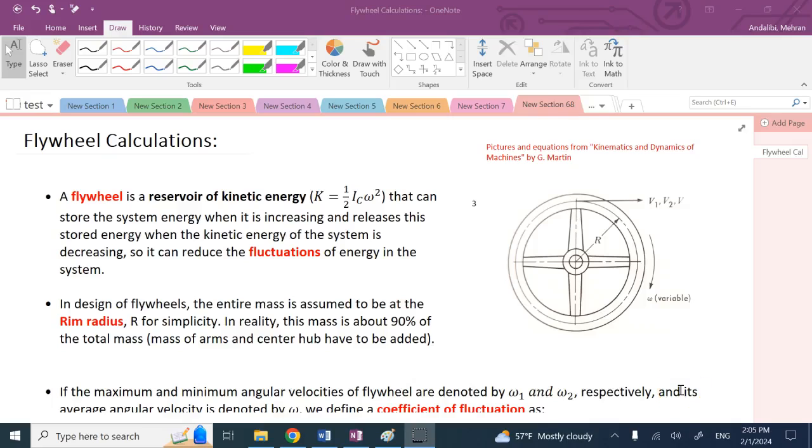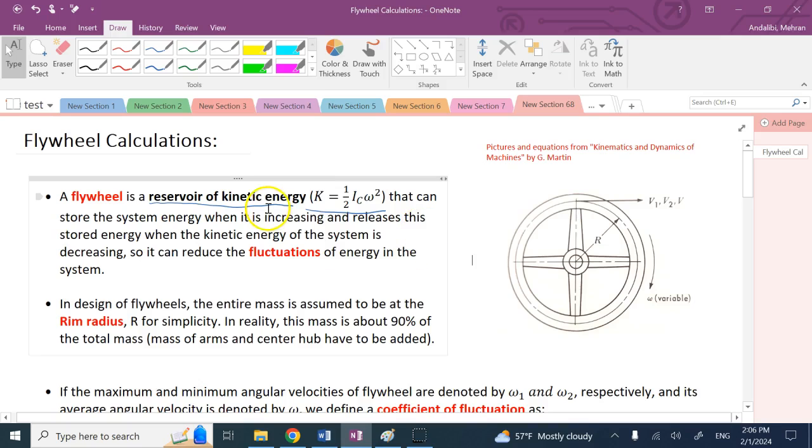Hello everyone. In this video we're going to talk about flywheel calculations, or basically selecting an appropriate mass for a flywheel. Now, what is a flywheel? A flywheel is a reservoir for kinetic energy. It stores the kinetic energy of the system when the RPM of the rotating shaft in the system is reduced over some period and then increased over another part of the period or cycle of the system.